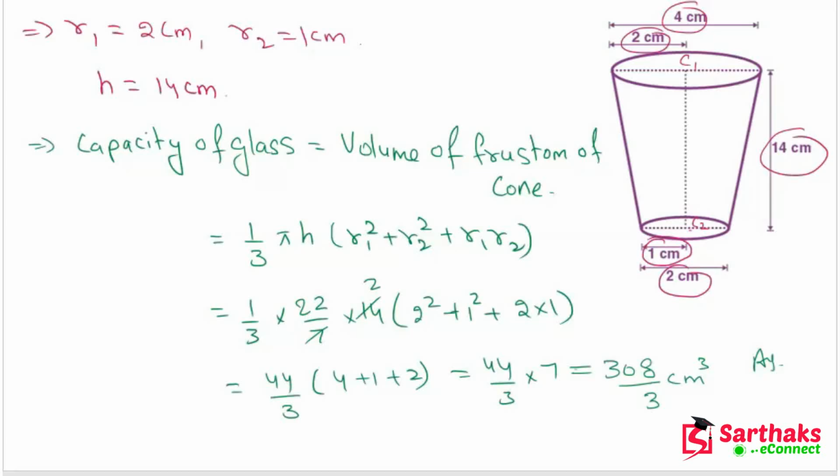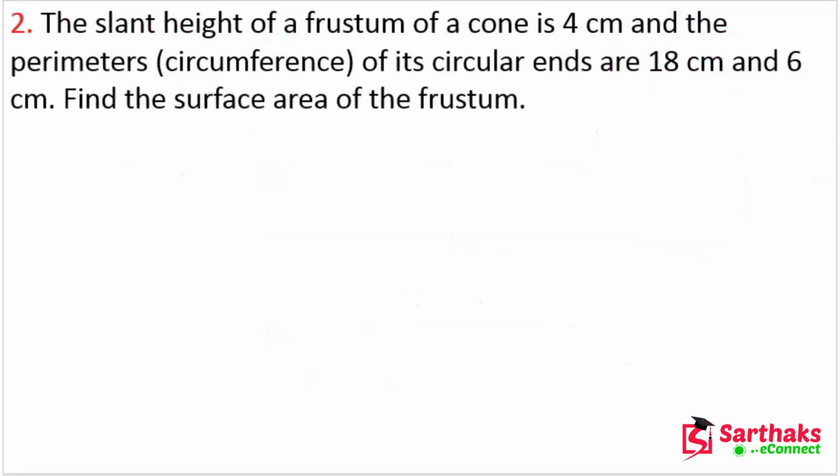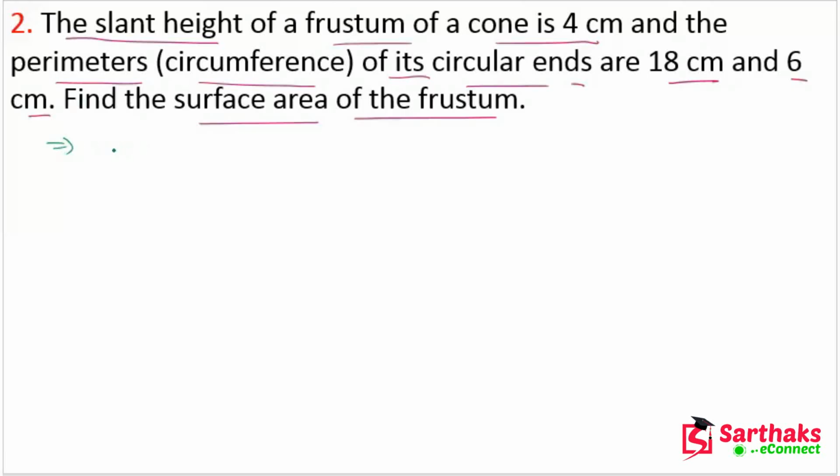So now, my dear friends, let's move on. The next question is: the slant height of a frustum of a cone is 4 centimeter, and the perimeters of its circular ends, perimeters meaning circumference, are 18 centimeter and 6 centimeter. We have to find the surface area of the frustum. So we have l equal to 4 centimeter.